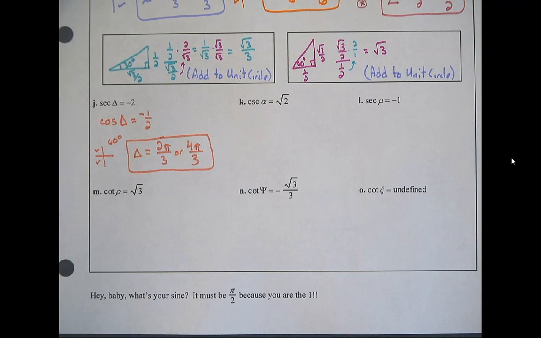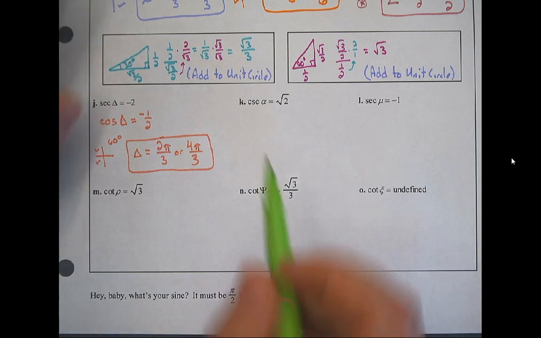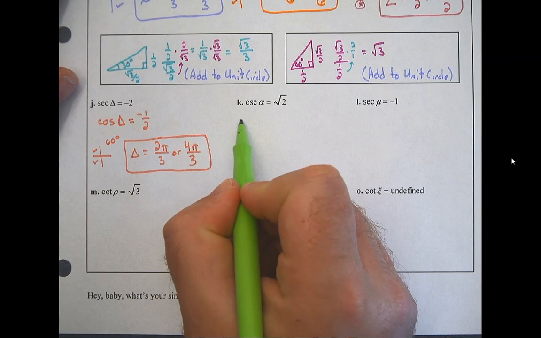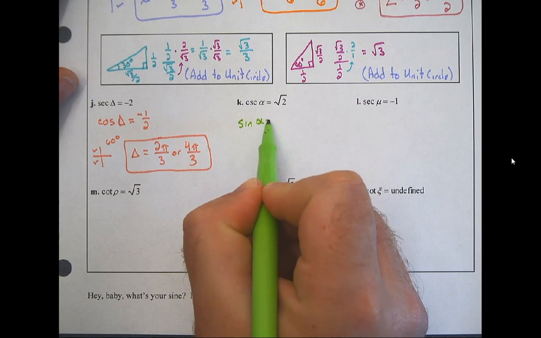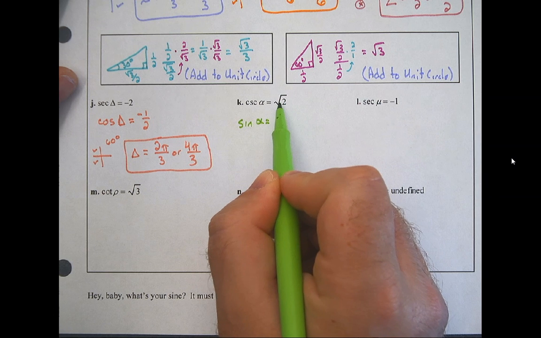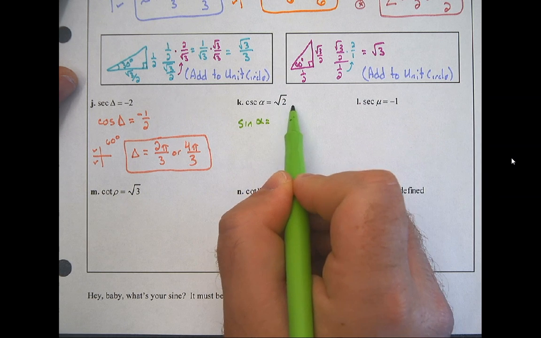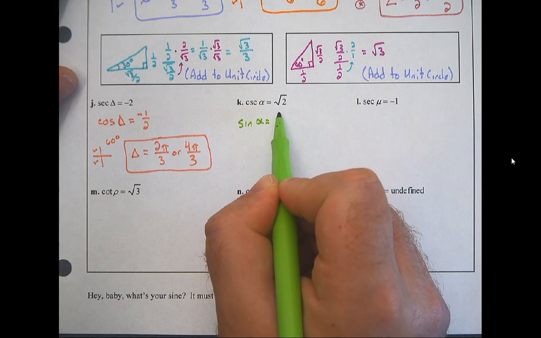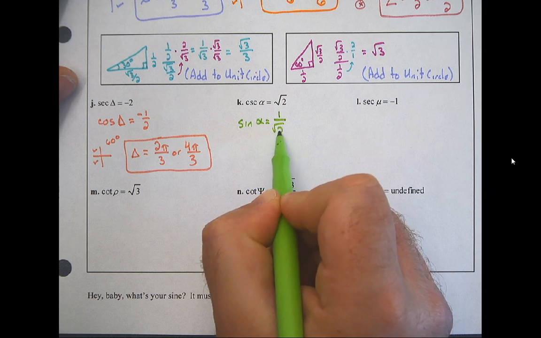Cosecant of alpha is equal to square root of 2. Now you can deal with it as is, or what I recommend is to turn it into one of the other trig functions first. So who's the reciprocal of cosecant? That would be sine. What's the reciprocal of root 2? Well, I've got to make that into a fraction, so it would be over 1. So it would become 1 over root 2.